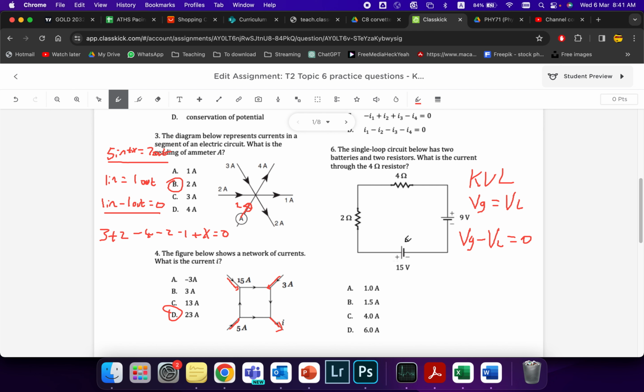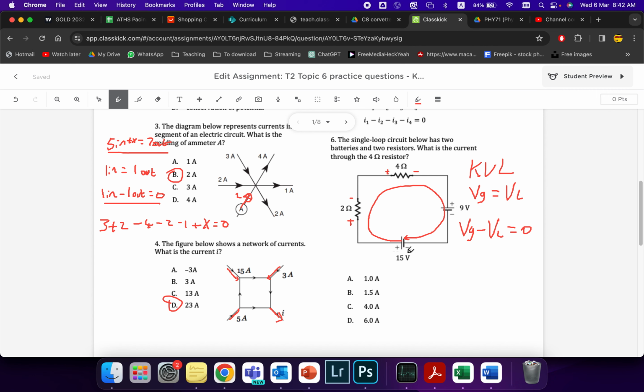I'll start a loop anyway. I kept pointing at this one, so I'll start from this one. I do like to start from the bigger number, to be honest. I will start from the positive side and work my way around like this. If there is no plus and minus, I must draw it. Plus and a minus. Plus and a minus.